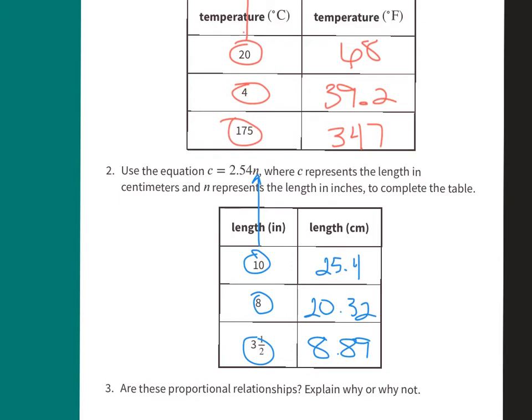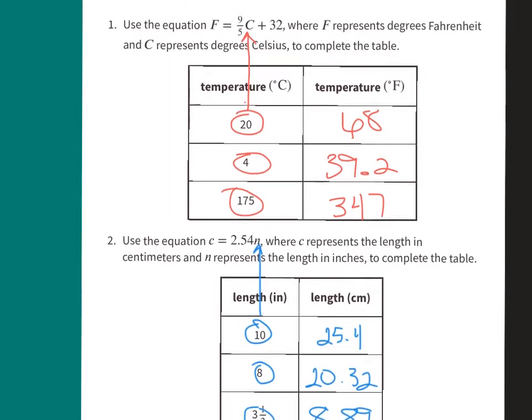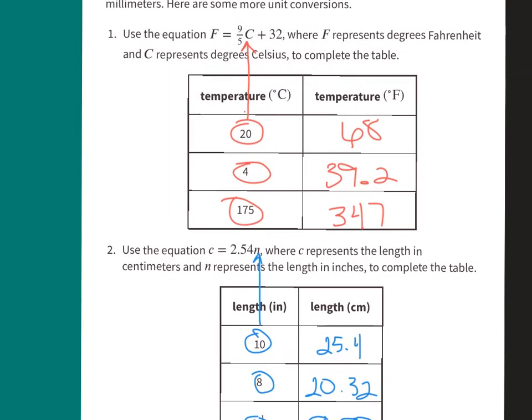Are these proportional relationships? Explain why or why not. So, if we go back and look here, if we go second column divided by first column, if all the numbers are the same, which we learned in lesson 7, they will be proportional. So if we go 68 divided by 20, second column divided by first column, we get 3.4. And then if we go 39.2 divided by 4, we get 9.8. Well, looking right there, 3.4 and 9.8 aren't the same, so this one is not proportional. Okay? Let's look at the next one.